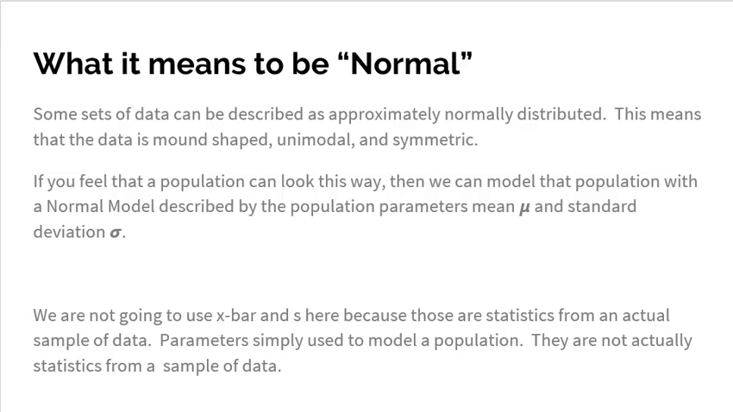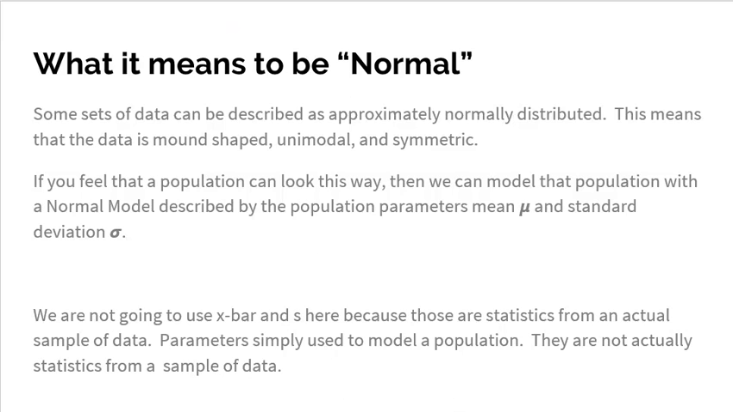What does it mean to be normal? Well, we talked about this already in a previous video, but some sets of data could be described as, hey, that kind of looks normally distributed. Well, this means that you're mound-shaped, unimodal, and symmetric. To use that phrase normal, you got to meet all 3 of those criteria: mound-shaped, unimodal, and symmetric. So if you feel that a population might look this way, we can model this population with a normal model.